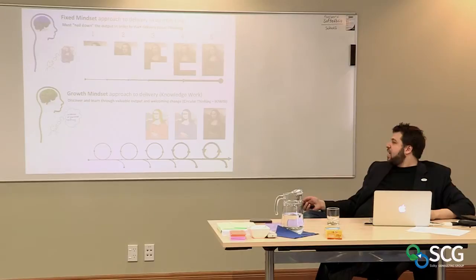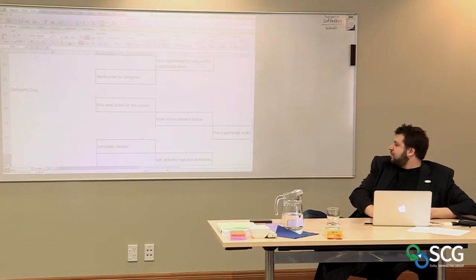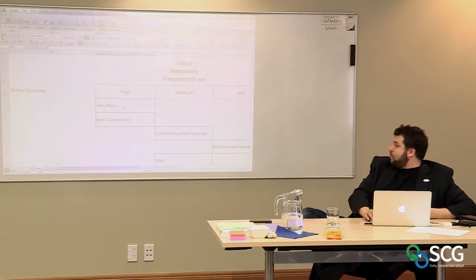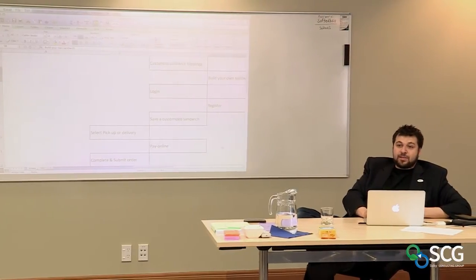Because if we didn't do this, if we only thought about it, we have the capacity to finish 8 features, assuming all features are equal in size. So my first 8 features would have been view menu, select sandwich, customize sandwich shop toppings, build your own sandwich, log in, register, save customized sandwich, select pickup and delivery, and pay online. Great, let's release that. That's not shippable. It's very linear. It doesn't allow the most learning and discovery.